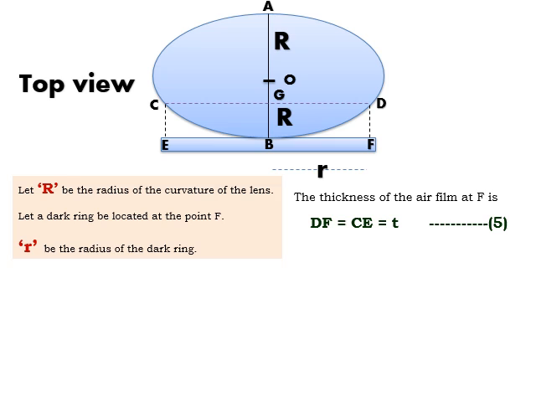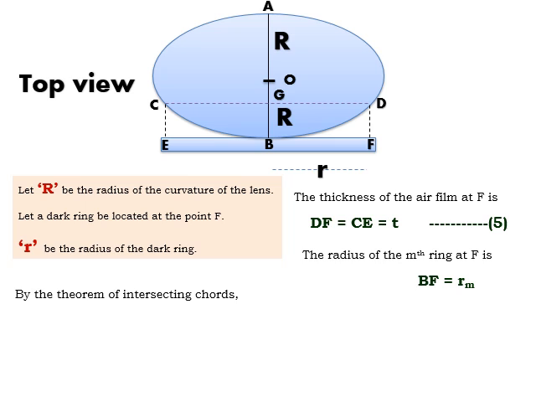As this is the plano-convex lens, DF will be the thickness of the air film. So DF will be equal to CE, equal to T. Then if we are considering at point F there is say the mth dark ring, then BF will be equal to Rm.